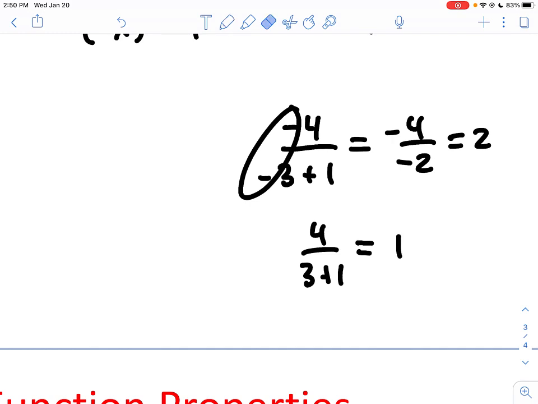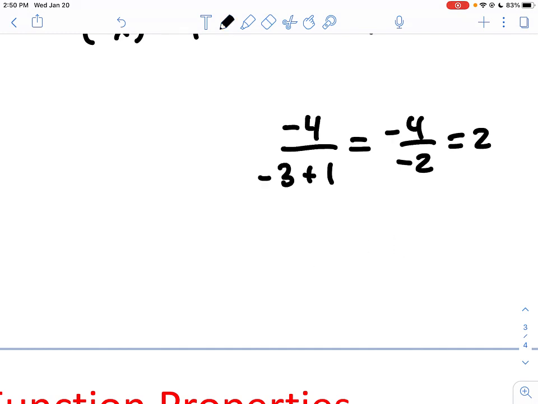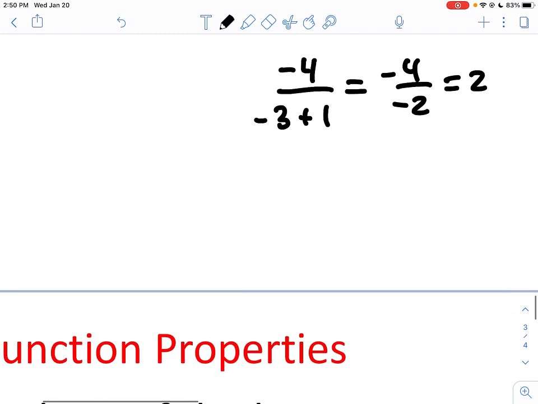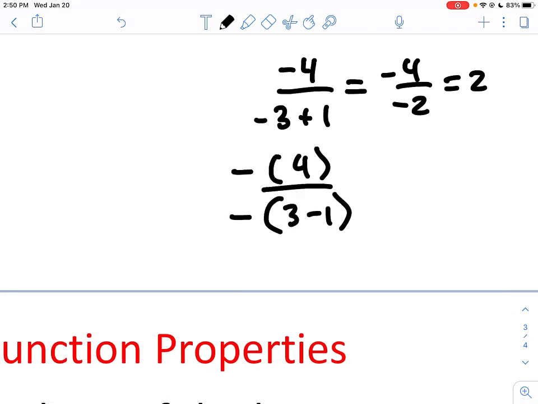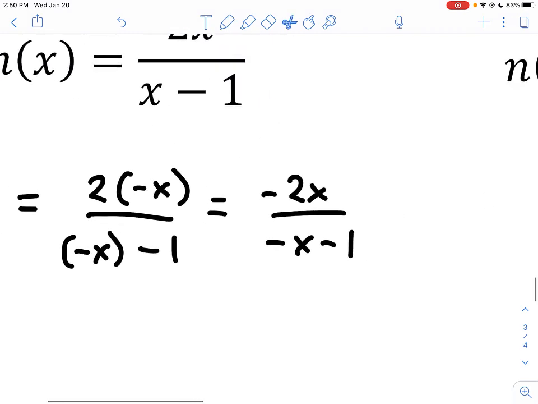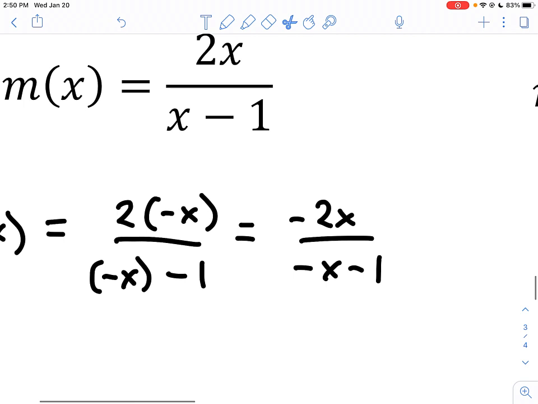Notice it's not the same thing, because you cannot cancel those negatives unless you factor out a negative. So you could pull the negative off the 4 and then factor a negative out of the bottom. That leaves 3 minus 1. Then these negatives can cancel. But notice we're left now with 4 over 2. That gives me the 2 again. Some students will fall into the trap of canceling those and saying, oh, I got the same thing I started with, and that's not true.